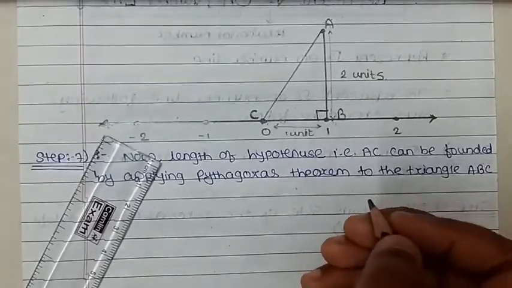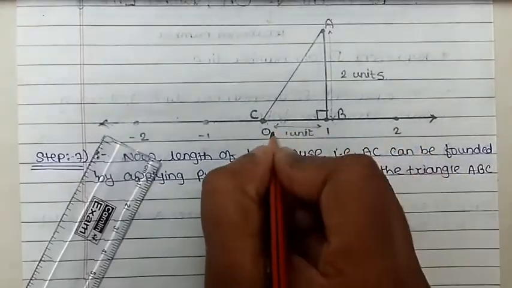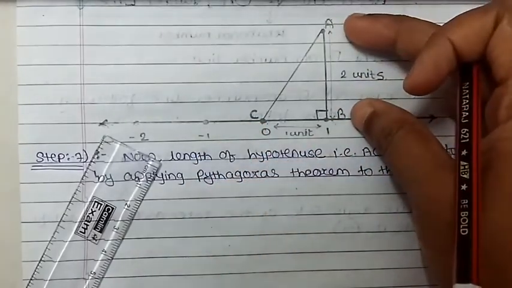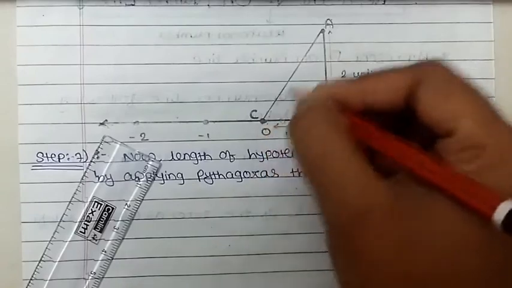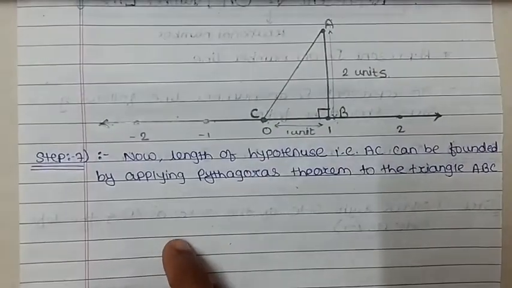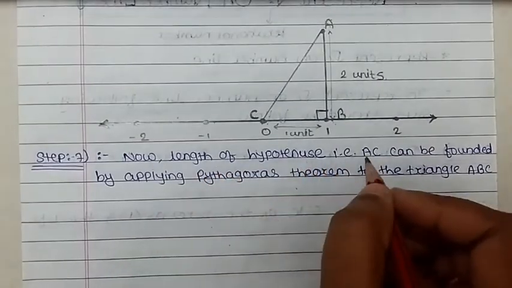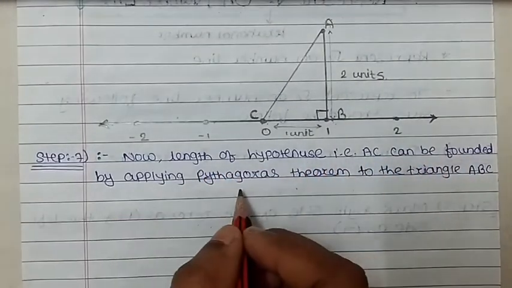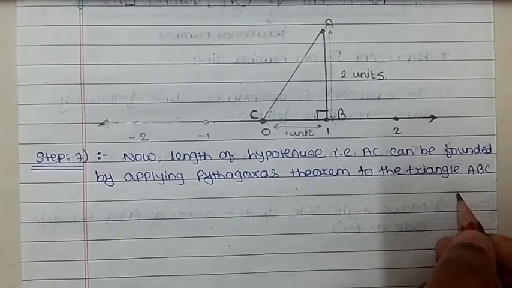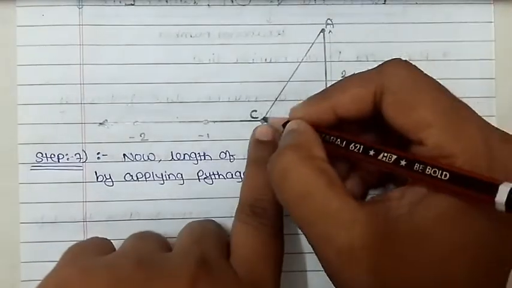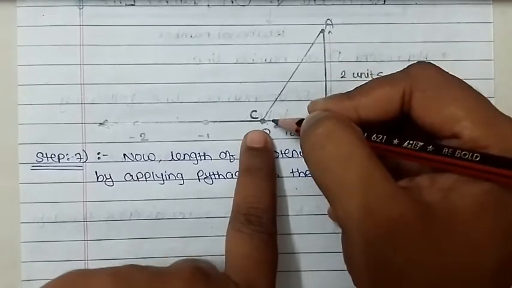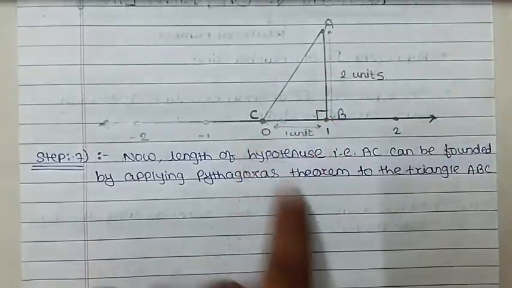So let's understand this one. What is the length of BC? That is 1 unit. What is the length of AB? That is 2 units. And we don't know the length of AC. Now the length of the hypotenuse, that is AC, can be found by applying which theorem? Pythagoras theorem to the triangle ABC, because we don't know the length of AC here. So by using the Pythagoras theorem we can find out this value.